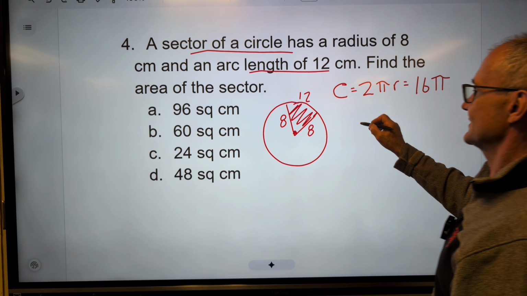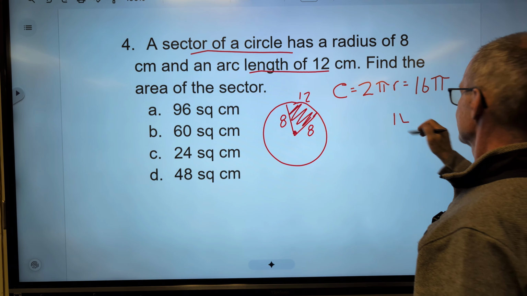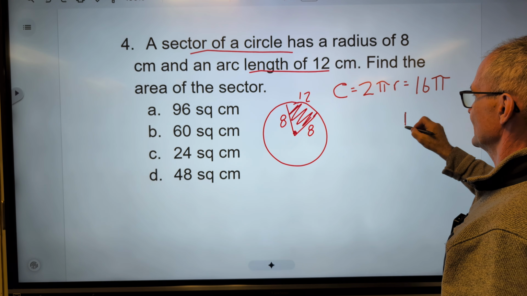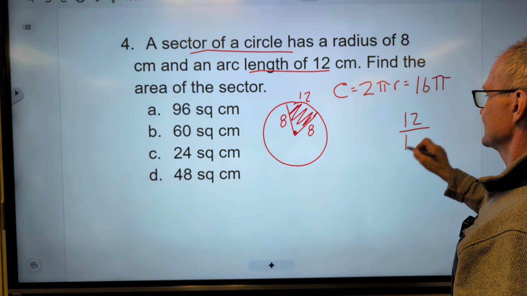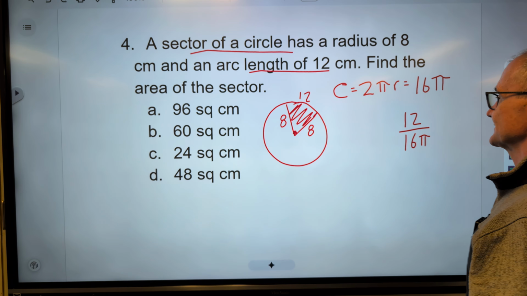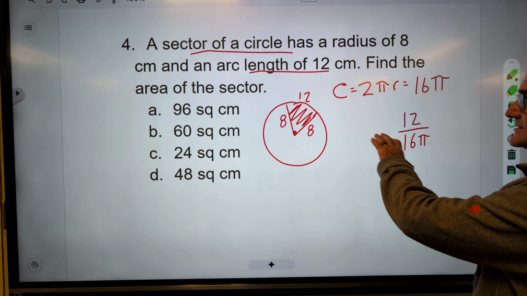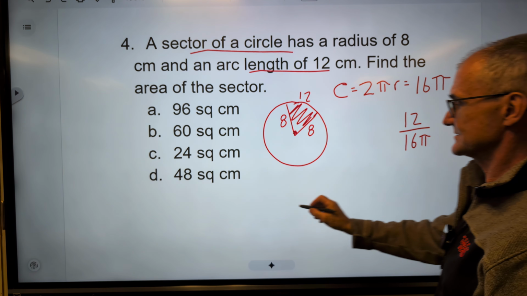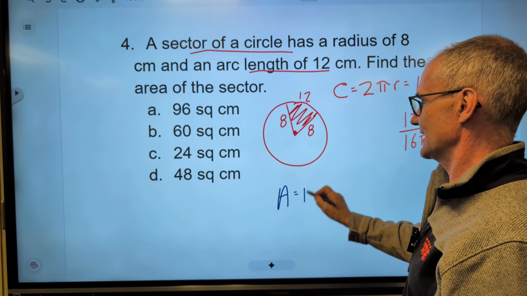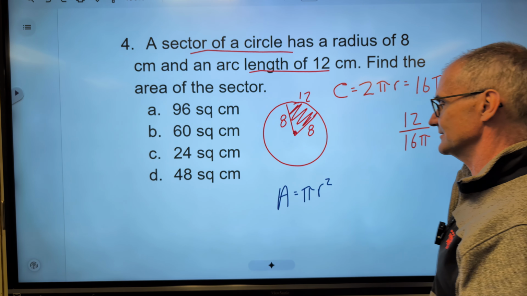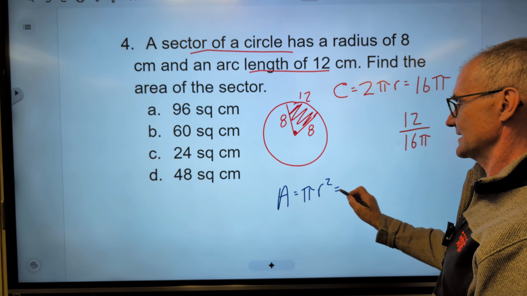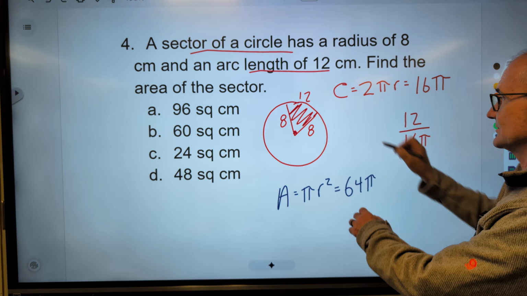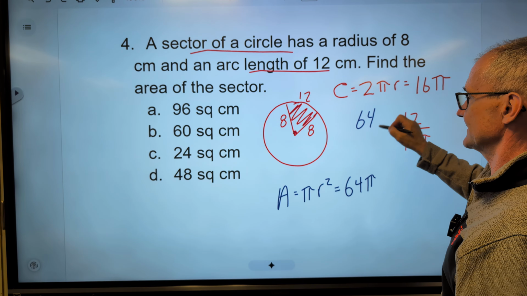So 12 is how much of the total? And that ratio is going to be the ratio I'm going to use for area. So area of a circle is pi r squared. R is 8. 8 squared is 64 pi. So area of the whole circle is 64 pi.